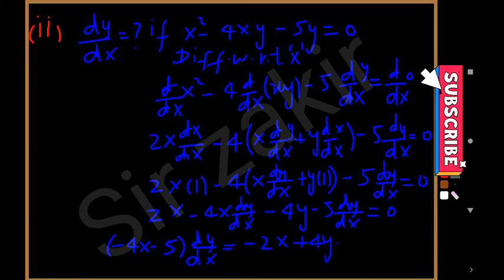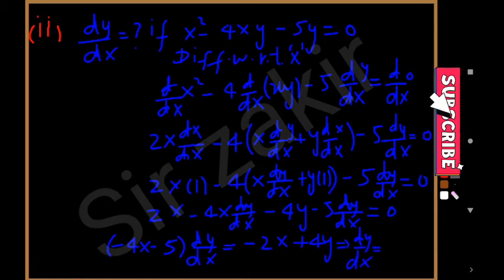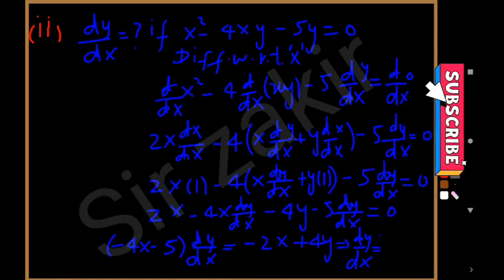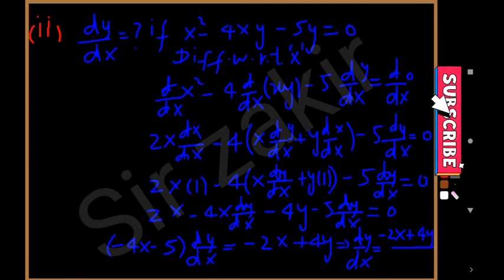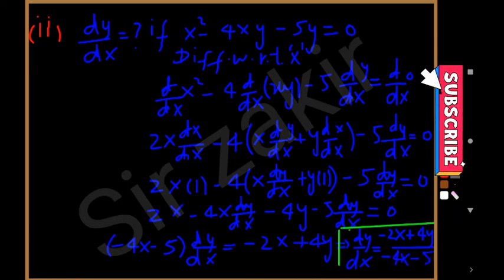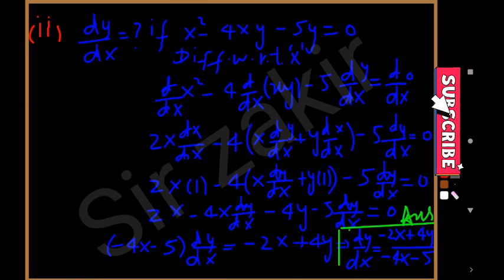So then we have dy by dx in its final form as minus 2x plus 4y divided by minus 4x minus 5. Minus 4x minus 5 from left side is shifted on right. So on left it is multiplied, on right it divides. So this is the answer. Next is number 3.